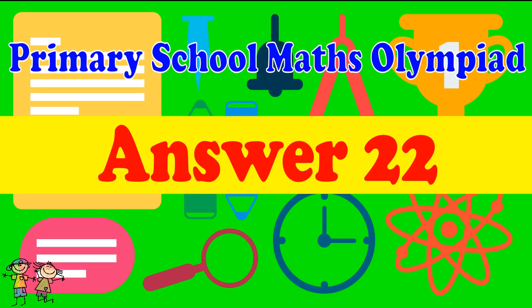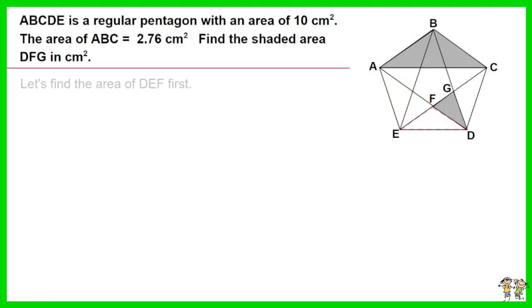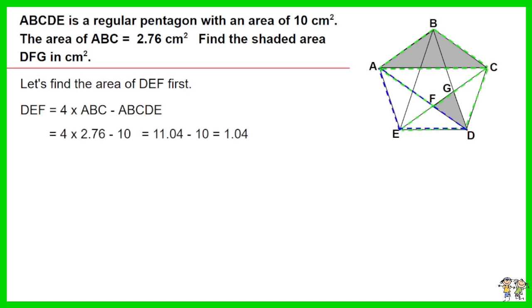Answer for question 22. Let's find the area of DEF first. ABC equals ACF equals CDE equals ADE. However, ADE overlaps CDE with an area size of DEF. As such, 4 times ABC minus the size of the pentagon ABCDE equals DEF. 4 times ABC equals 4 times 2.76. ABCDE equals 10. Work out the equation. You have DEF equals 1.04.